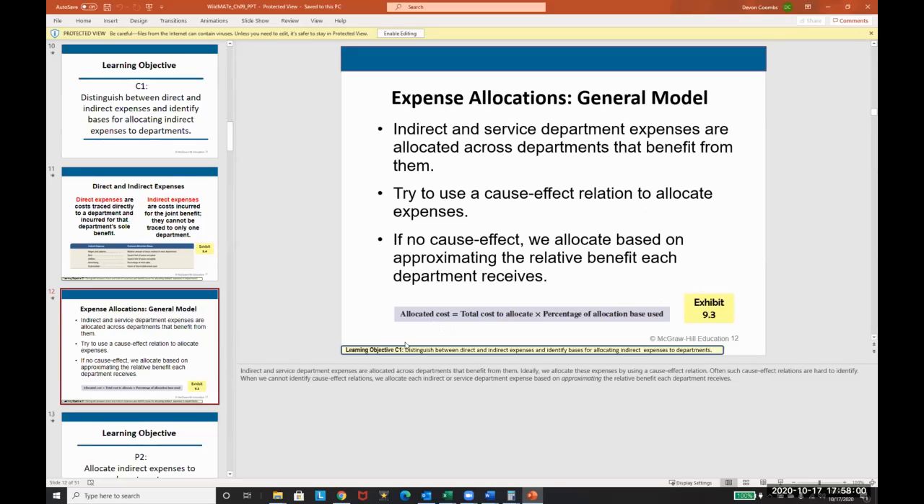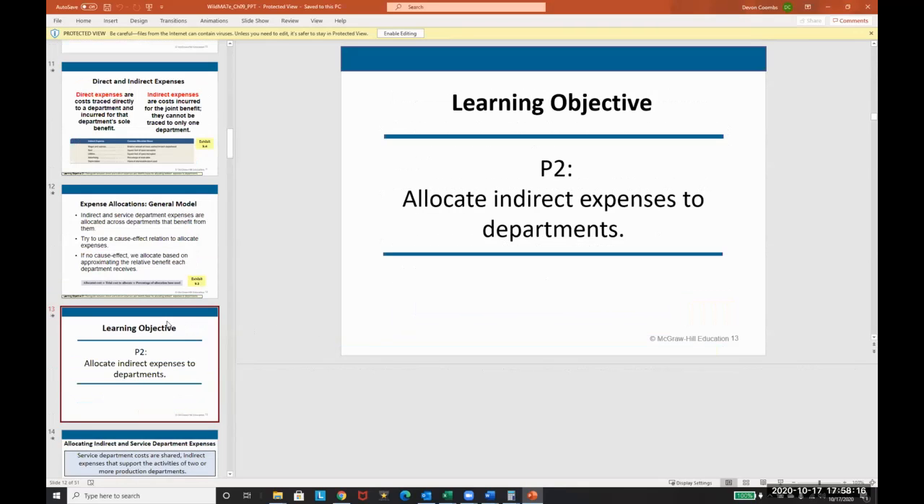So the allocated cost is equal to the total cost to allocate multiplied by the percentage of the allocation base used. For example, let's say rent is $1,000 and 50% of the square footage is used for my department. So $500 would be allocated to my department.